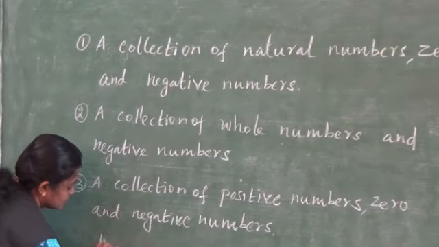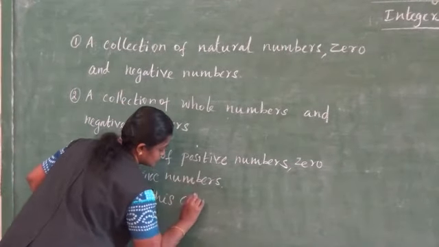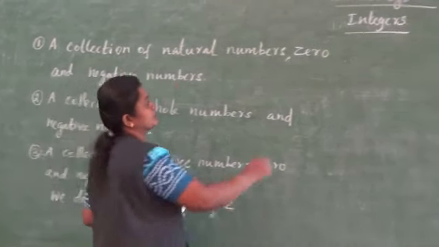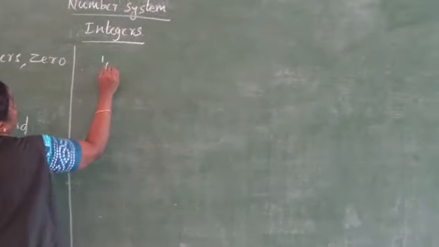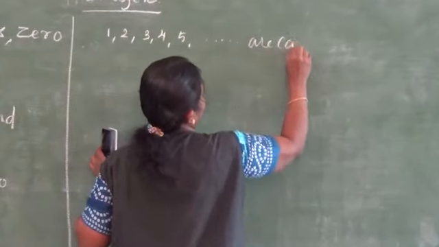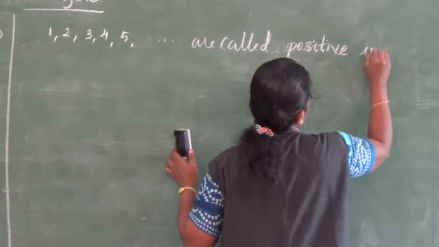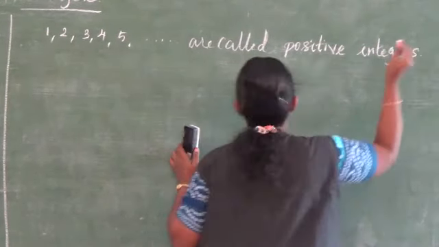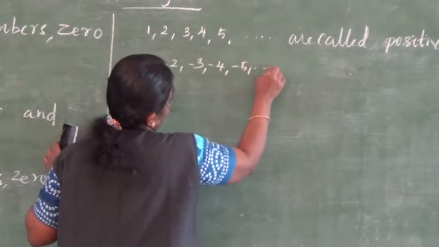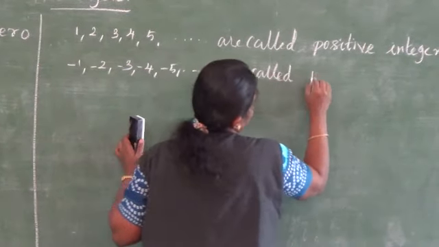We denote this collection by Z. 1, 2, 3, 4, 5, etc. are called positive integers. -1, -2, -3, -4, -5, etc. are called negative integers.